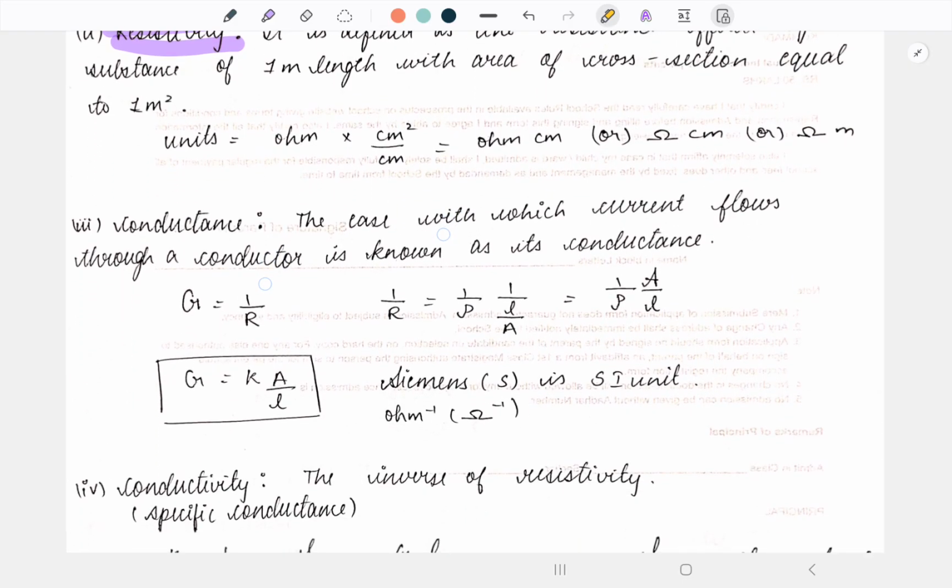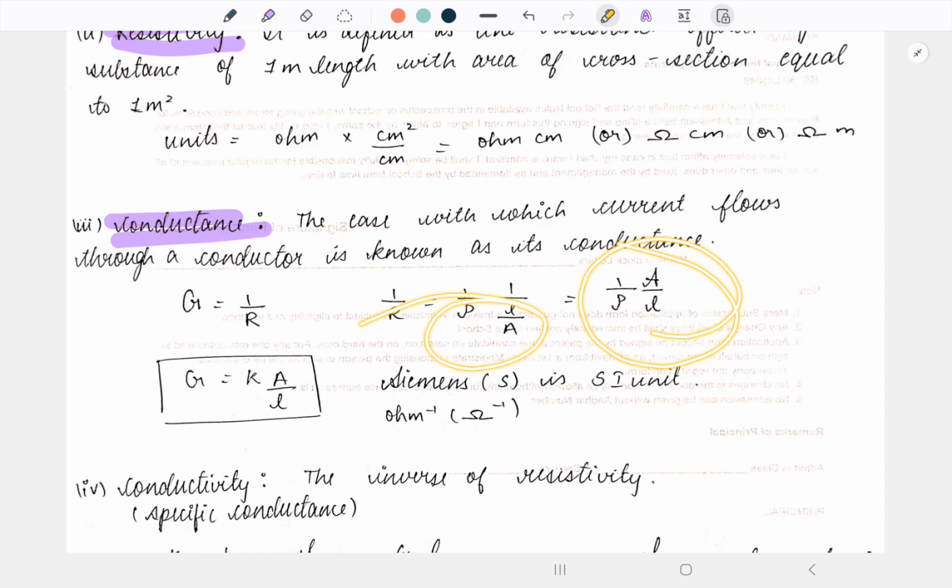Now conductance. Conductance is the ease with which current flows through a conductor. It can be taken as the inverse of resistance. So G is equal to 1 by R, which is the inverse of resistance. We'll write the resistance formula and reverse it to get the final formula of conductance, that is Ka by L. Its SI unit is Siemens, which is ohm inverse.